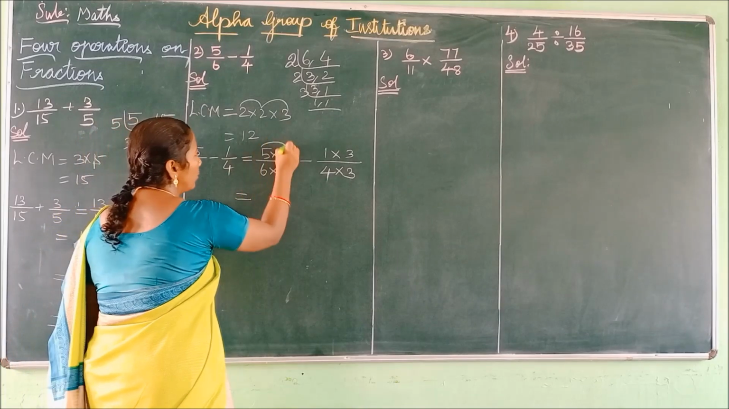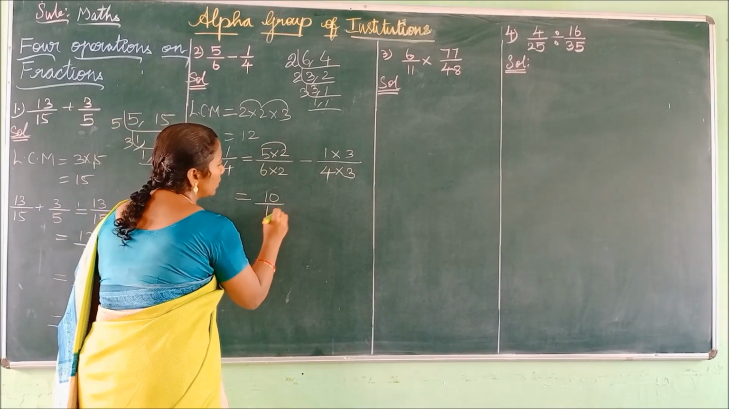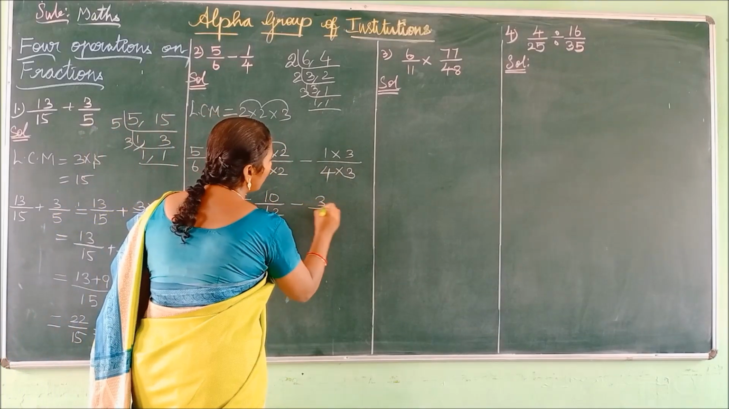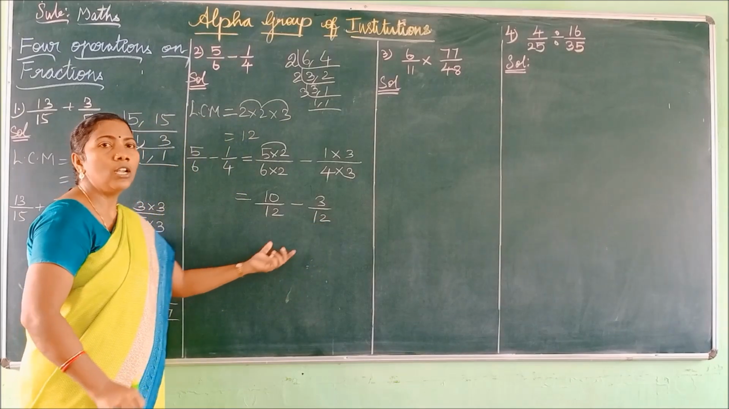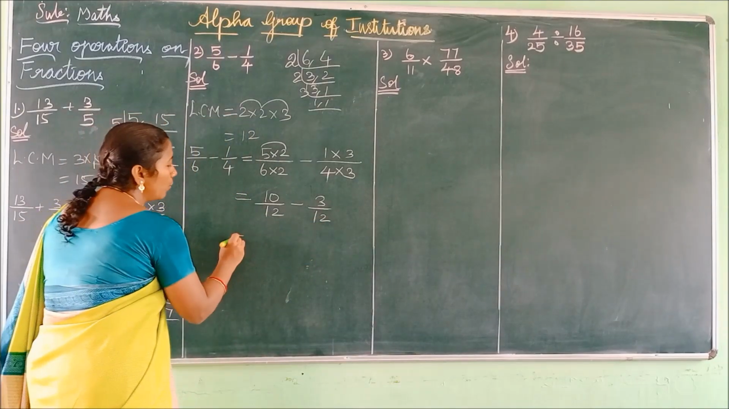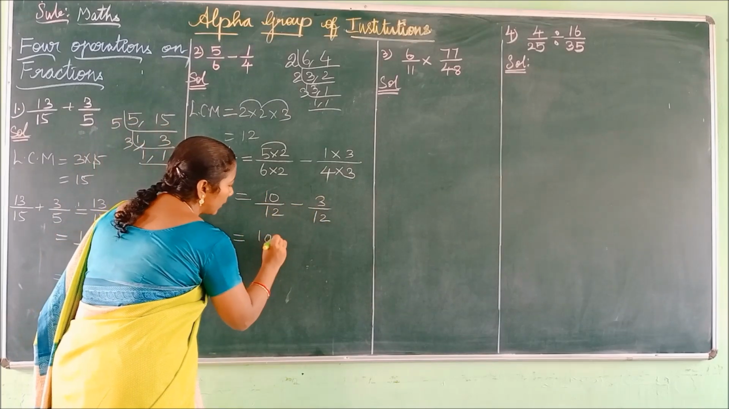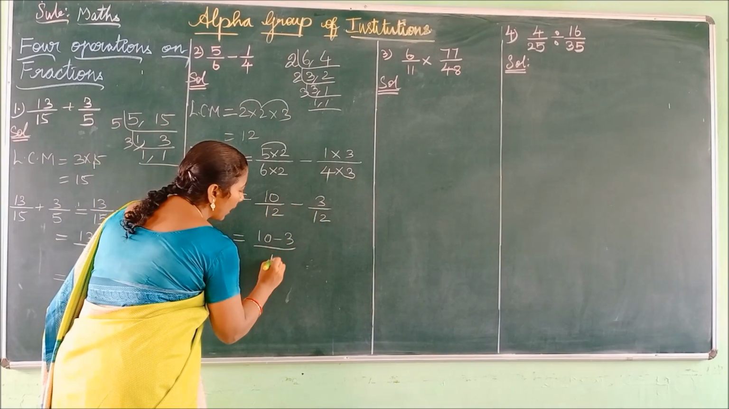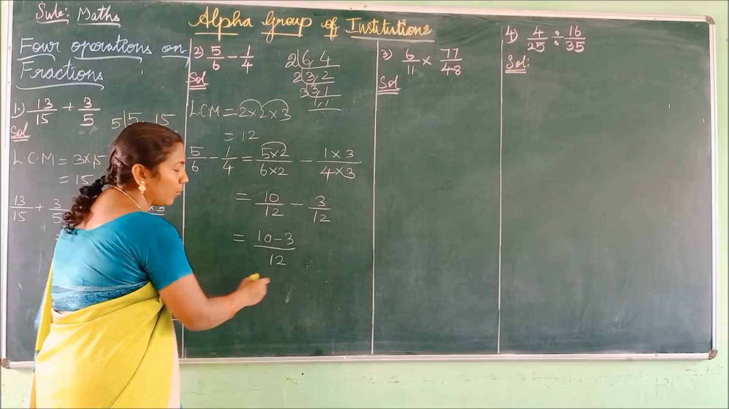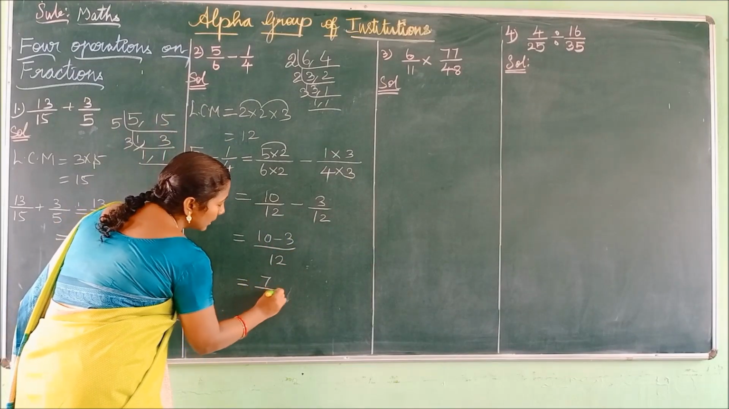Next, multiply the values. 5 2s are 10, 6 2s are 12. 1 3 is 3, 4 3s are 12. Thus we get the two like fractions. How do you subtract these two like fractions? By subtracting their numerators. So 10 minus 3 by 12. You have to write the denominator only once. So 10 minus 3, 7 by 12.